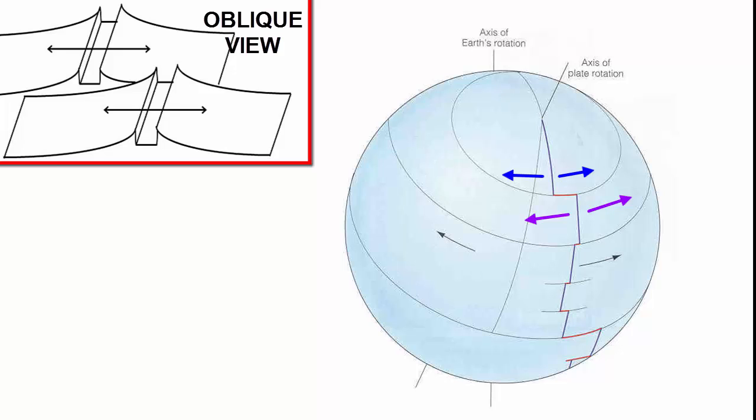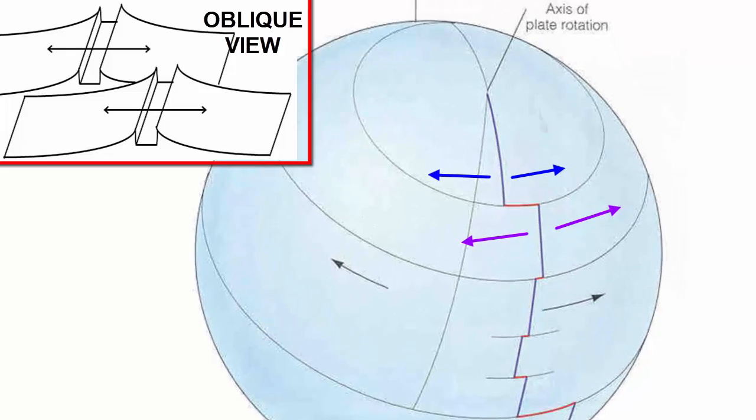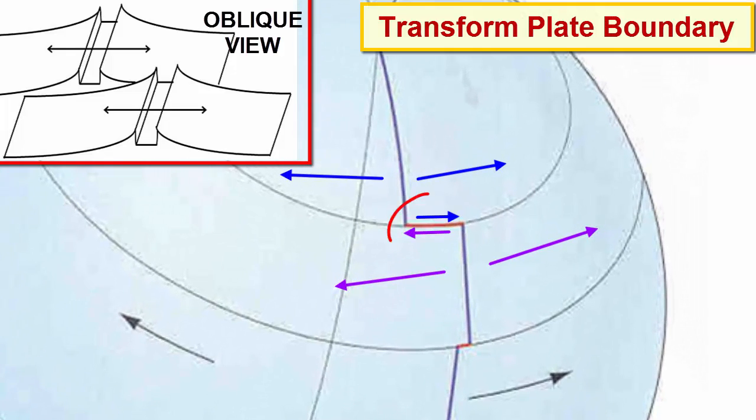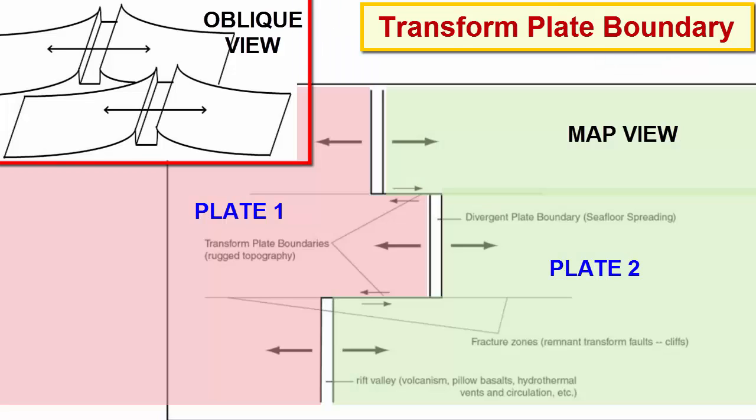To accommodate divergent motion along ridges that run along a spherical surface, the ridges break into sections, and each section is offset from the next one by a transform boundary. As this image shows, there are two plates, but in these zones the boundaries are divergent. In these zones, the boundaries are transform. Let's test our understanding with a few questions.